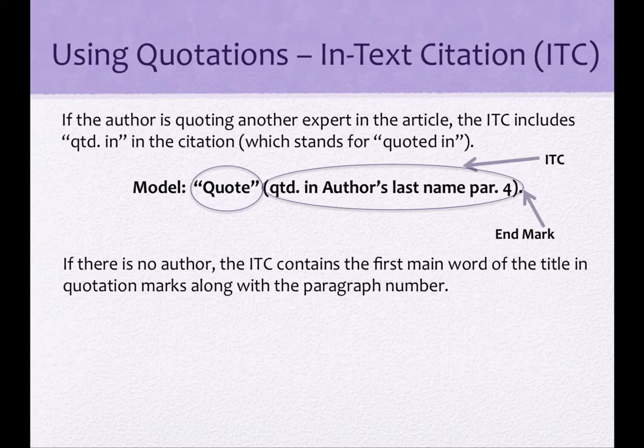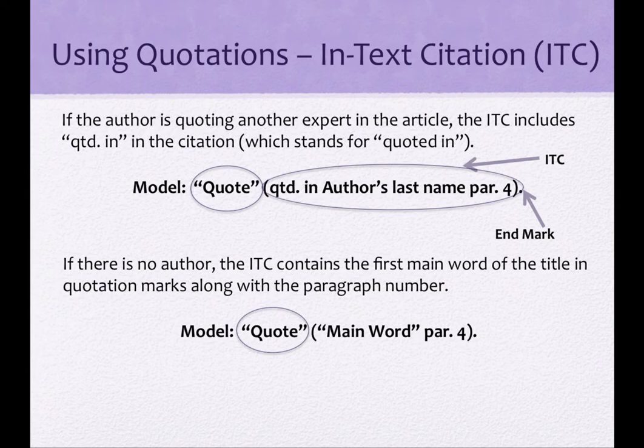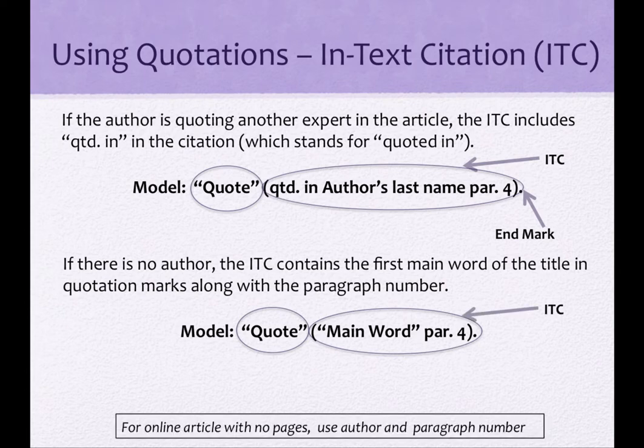If there's no author, the in-text citation contains the first main word of the title in quotation marks along with the paragraph number. Here's a model. You're quoting something. There's the main word in quotation marks and the paragraph where you found it. That's the in-text citation. There's the paragraph number and the end mark.